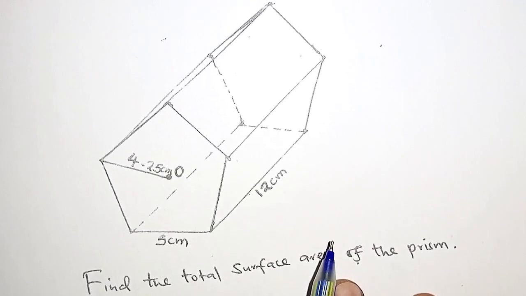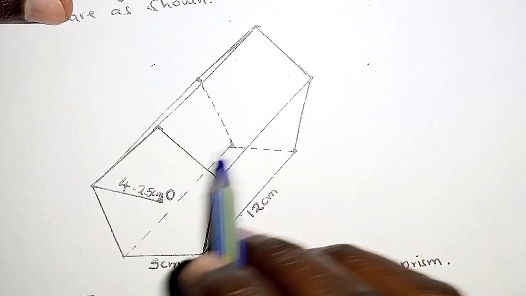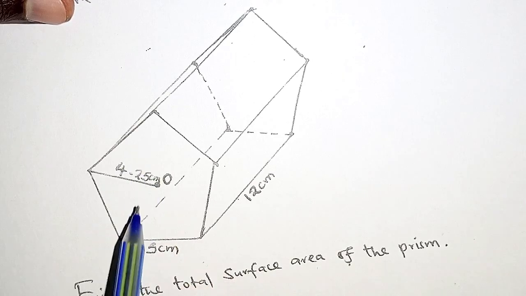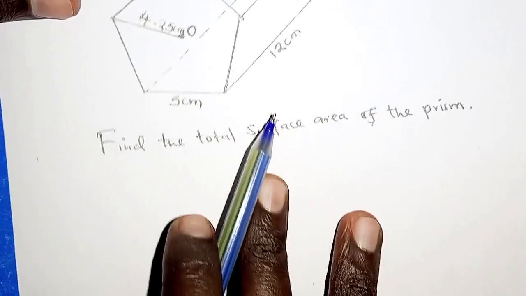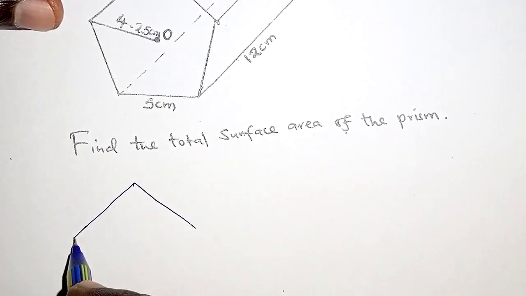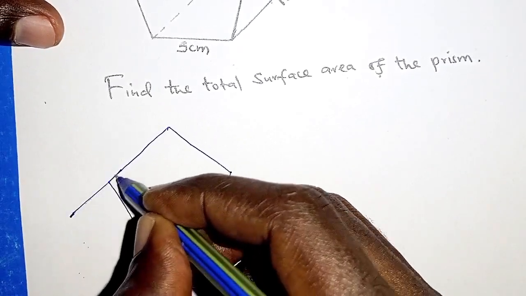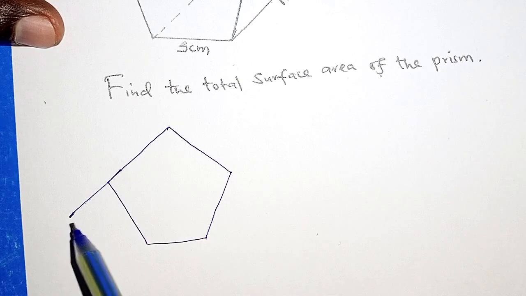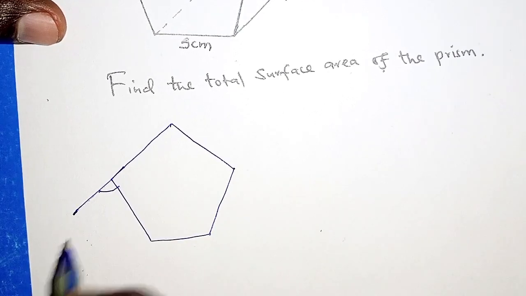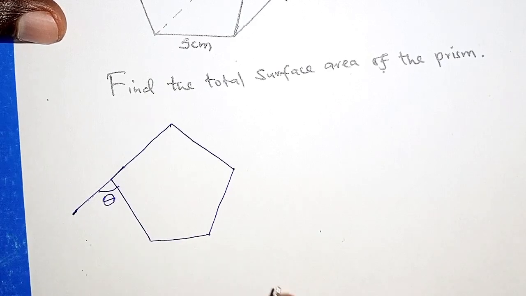So the total surface area will be the total area of all the faces of this solid. So I want us to begin with the cross sections. Let's consider the cross section here, which is a pentagon. I want us to recall this. If we produce one of the sides, this angle here is known as an exterior angle. So we can call it theta.